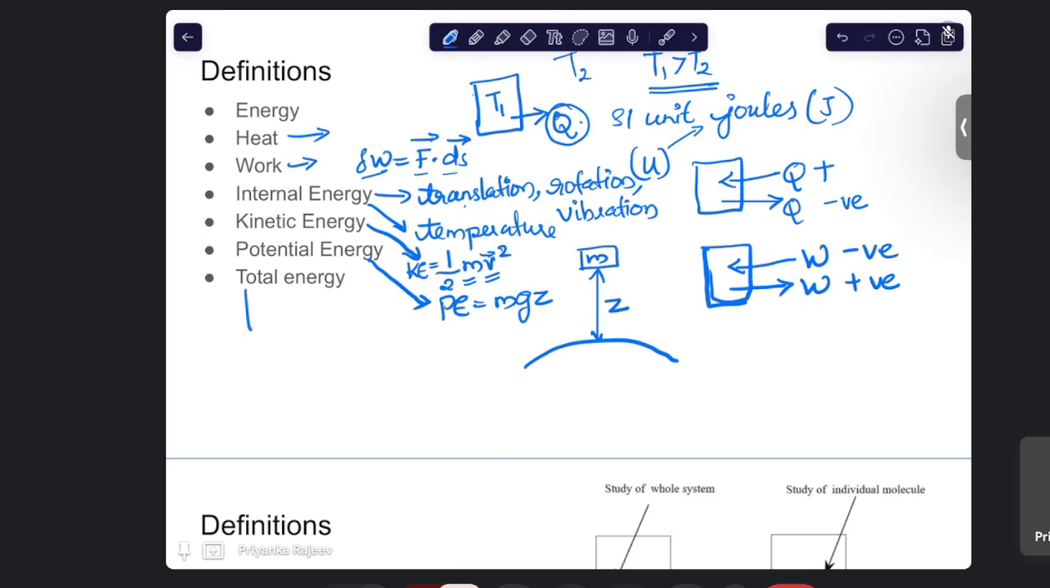So total energy will be the sum of internal energy plus kinetic energy plus potential energy. This is going to be the total energy value. So when we are referring to the energy of a system, all these three terms will be coming.